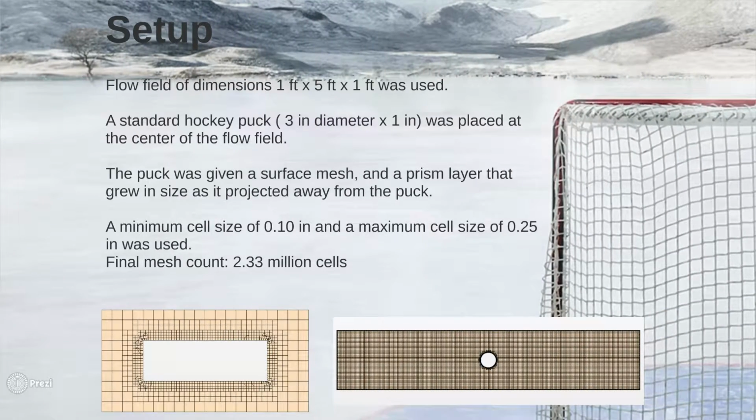The setup for this system is a 1 foot by 5 foot by 1 foot flow field, with the 5 foot being the depth of this flow field. Now, a standard hockey puck is 3 inches by 1 inch, and it was placed at the center of the flow field. The puck was given a surface mesh and prism layer of 5 layers that grew in size as it projected away from the puck, where the minimum cell of this prism layer was 0.1 inches and the maximum cell over the entire mesh was 0.25 inches. And the final mesh count resulted in 2.3 million cells. The meshes can be seen below.